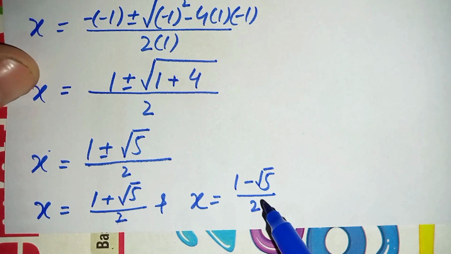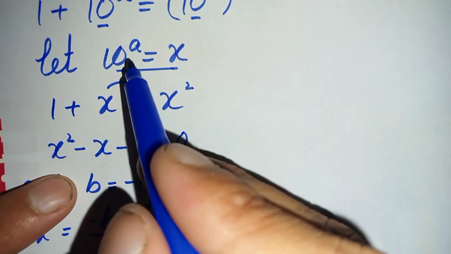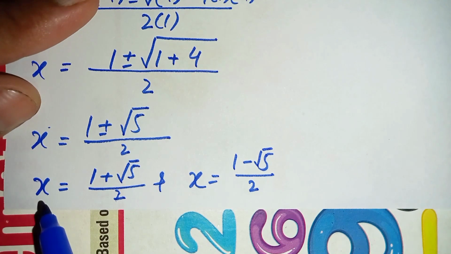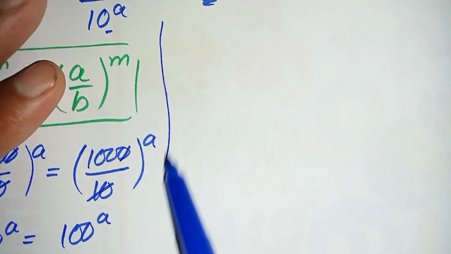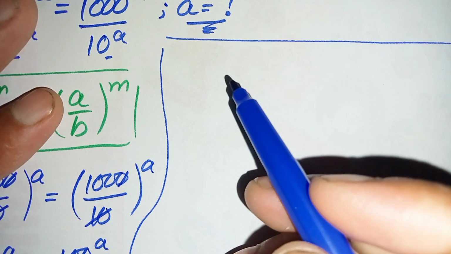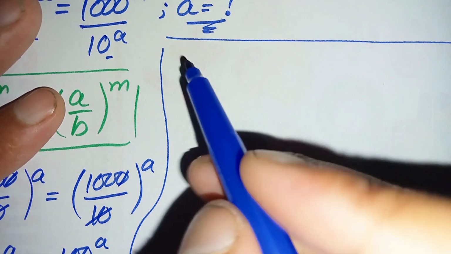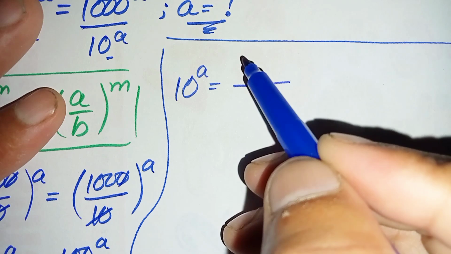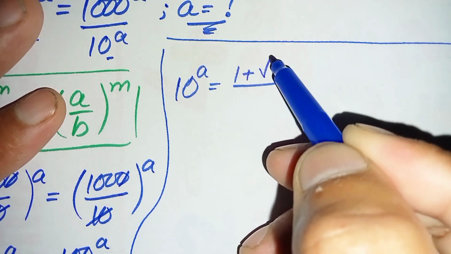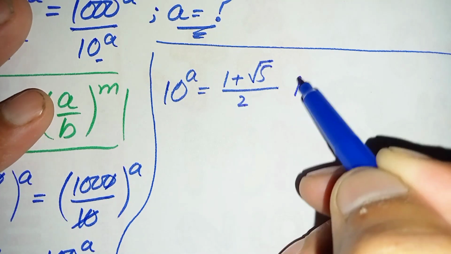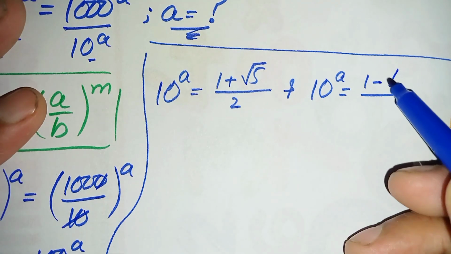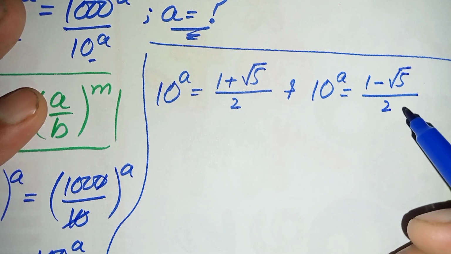And here we will go back to our supposition, that x is equal to 10 raised to power a. In both the equations, we will replace x with 10 raised to power a. So the first equation is 10 raised to power a is equal to 1 plus square root of 5 divided by 2, and the second equation is 10 raised to power a is equal to 1 minus square root of 5 divided by 2.